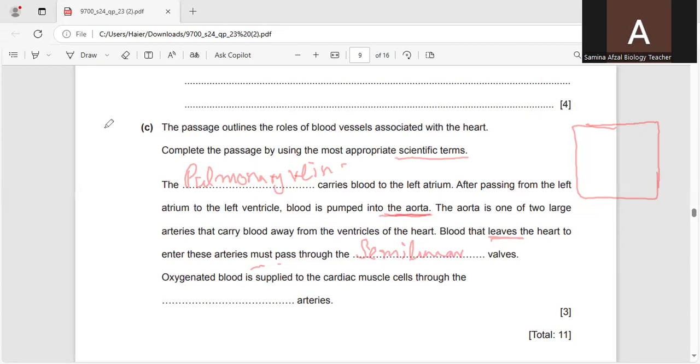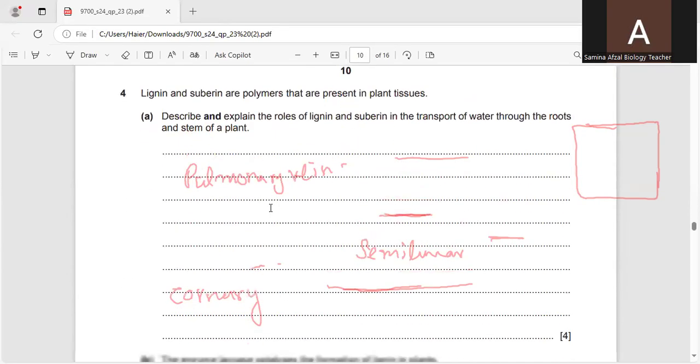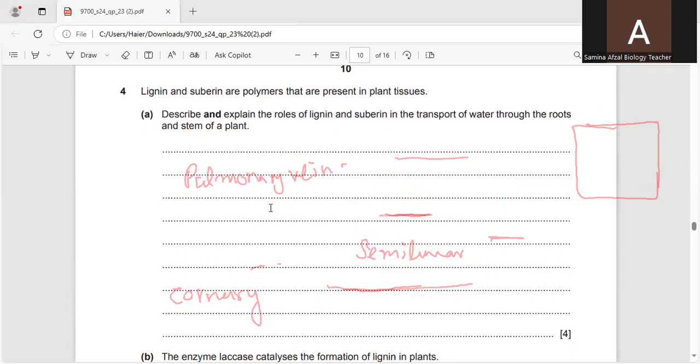Oxygenated blood is supplied to the cardiac muscles, the heart muscles, through the coronary arteries. The specific name for these arteries is the coronary artery. So it was all about question number 4. We are moving towards question number 5.